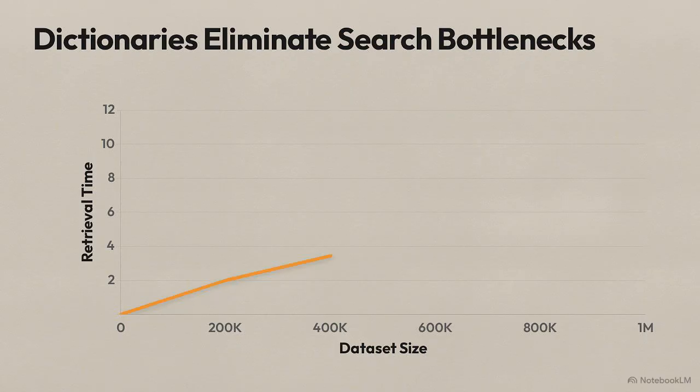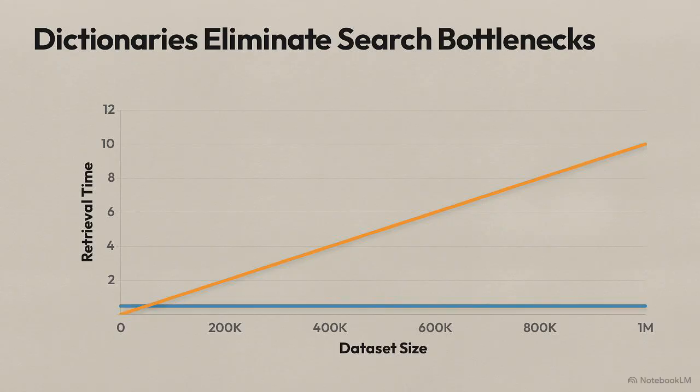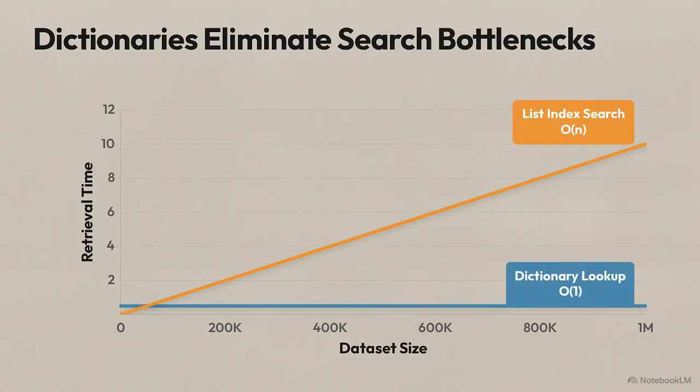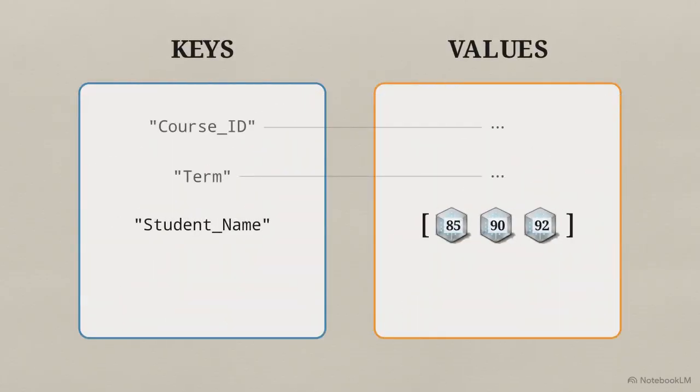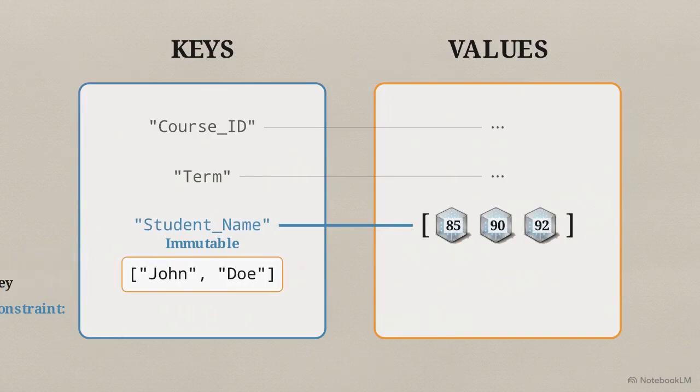But sometimes relying on numerical positions is too slow. Dictionaries solve this by abandoning the index entirely. Instead, they use a key-value pair system, mapping a specific label, like a student's name, directly to their data, allowing for instant retrieval without looping through an array. There is a strict constraint here. The values can be any data type you want, but the keys must be immutable. If you try to use a mutable structure, like a list, as a key, the system rejects it. A solid string or integer works perfectly.